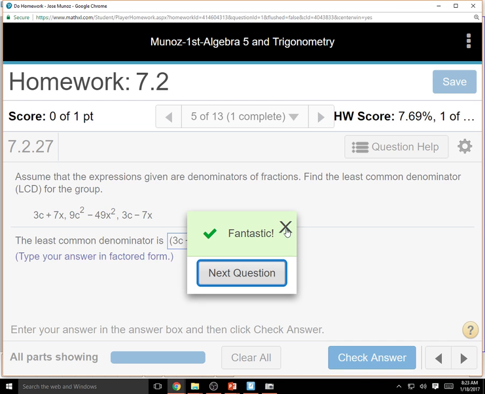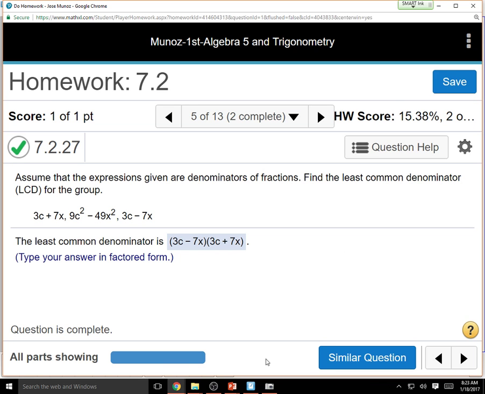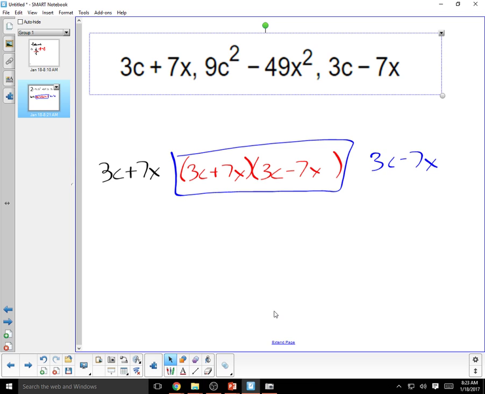What else do you guys want to see? Anybody still need to copy down the last part? The other screen? Ray James, you're good?